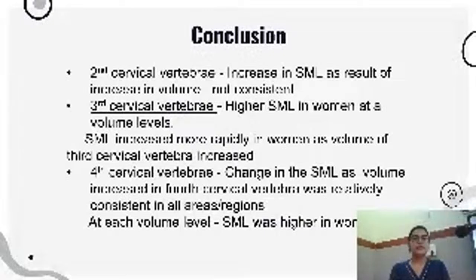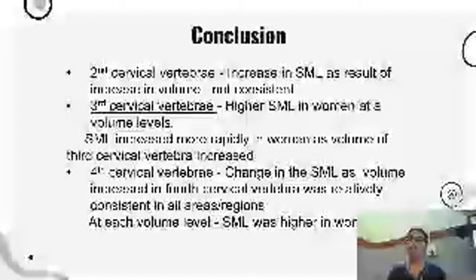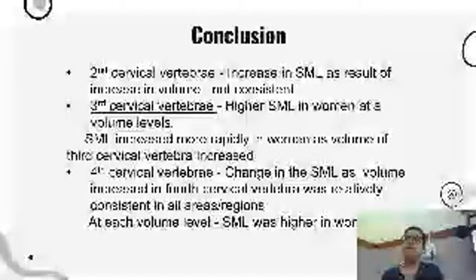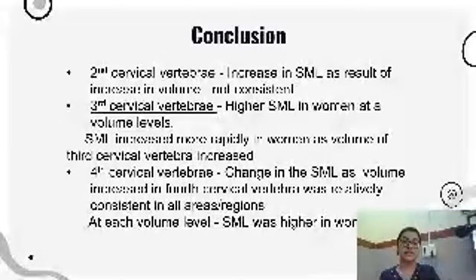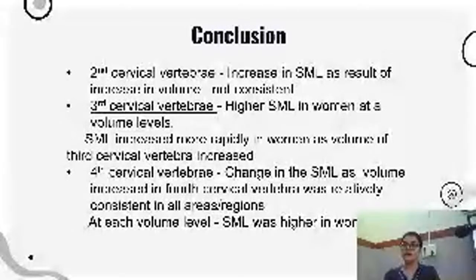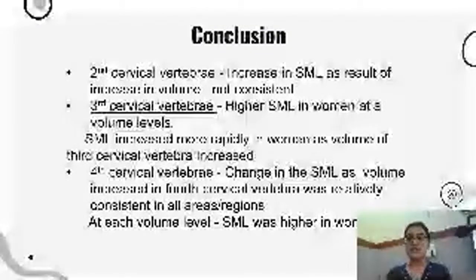This article concluded that the increase in cervical maturity levels as a result of increase in volume is not consistent with the second cervical vertebra. Then higher skeletal maturity levels are seen in women at all volume levels of the third cervical vertebra. And the change in the skeletal maturity levels as the volume of the fourth cervical vertebra increased was relatively consistent in all areas and regions. From this we can conclude that the fourth cervical vertebra has the highest correlation with the skeletal maturity levels, while the second cervical vertebra has the least correlation between the volume and the skeletal maturity levels.